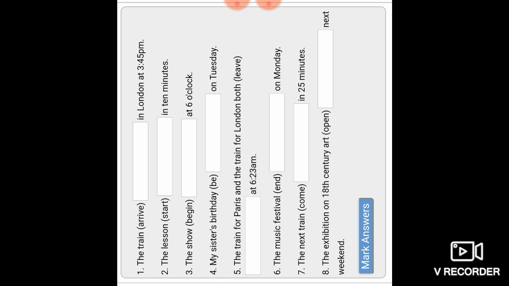So when you put the verb arrive in the answer, change it to simple present tense, and you need to make the verb agree with the subject, right? Subject verb agreement. So that means you have to change the verb arrive to be arrives.